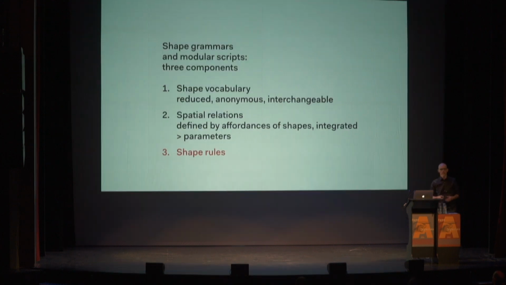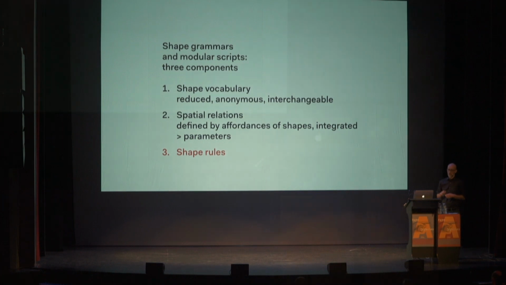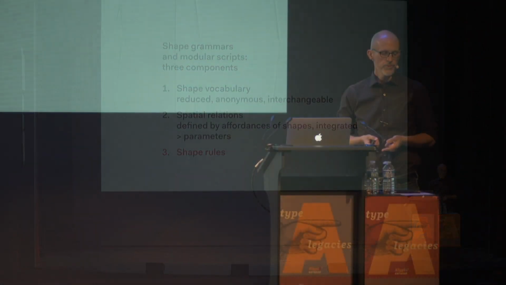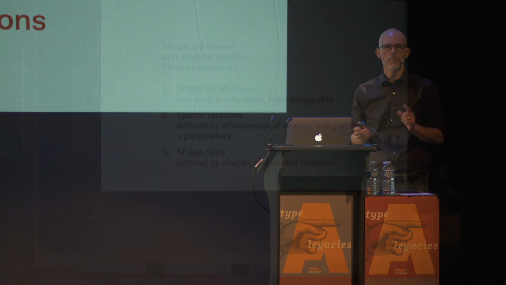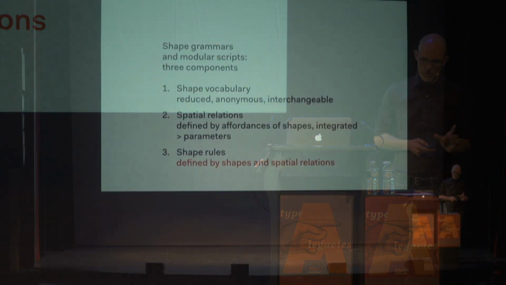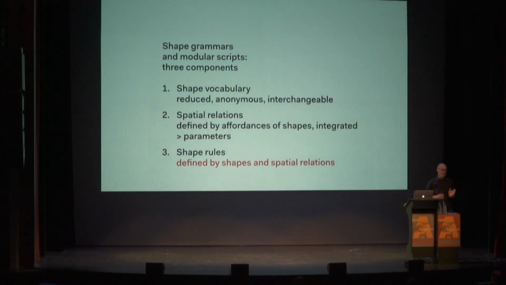So we have a shape vocabulary, we have a set of spatial relations, and the third essential element of shape grammars is shape rules. Shape rules are ways that you can use the operations and the transformations and arrangements in a design space to move that design from one state to another. And again, those shape rules are defined strictly by the shape vocabulary and the spatial relations, so they become just as integrated into that design space as the other elements.